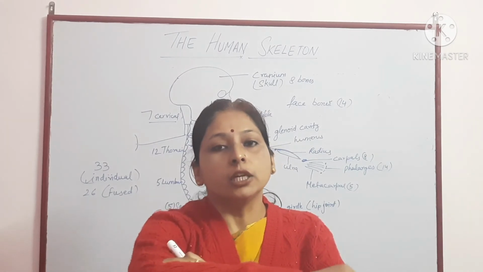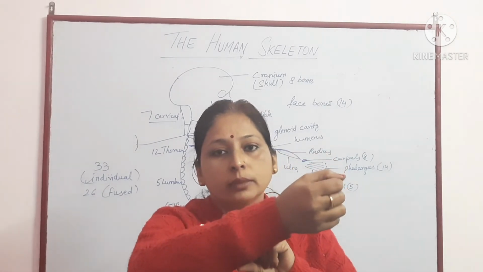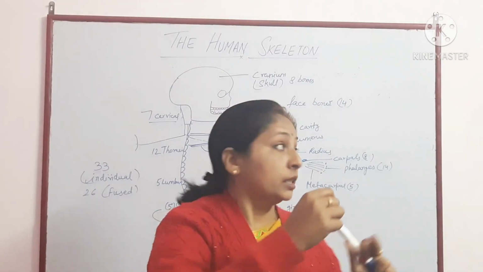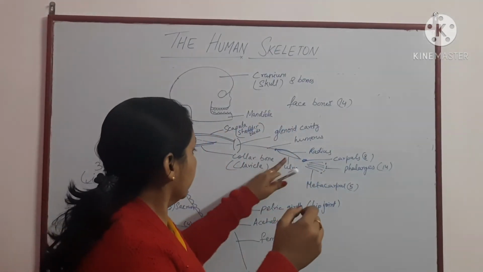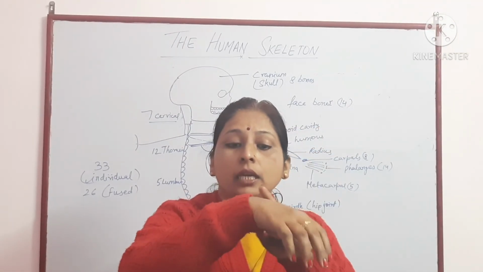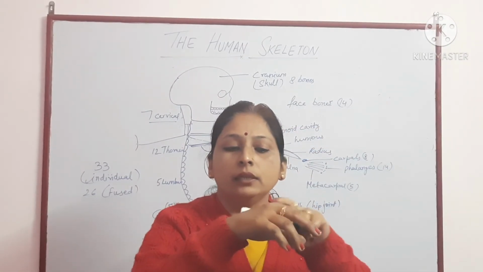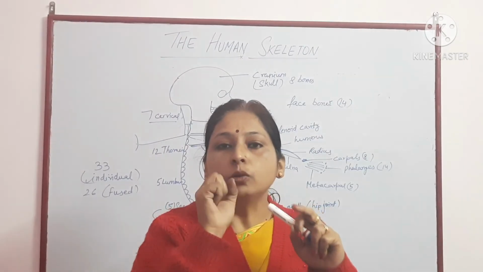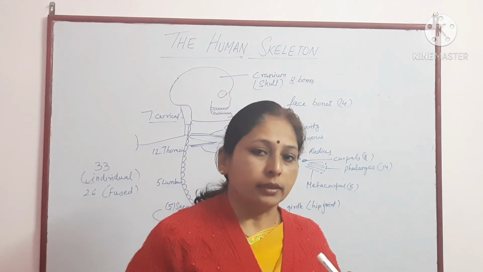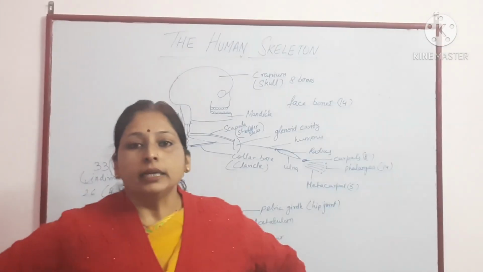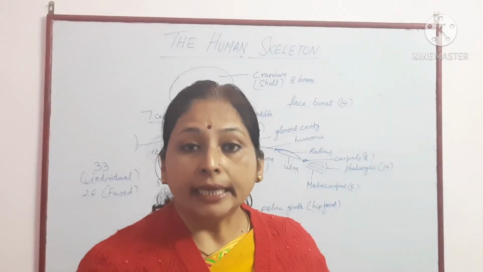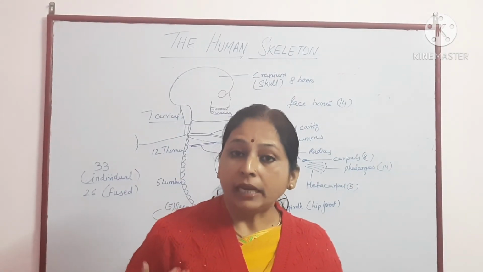This long bone is the humerus. Here 2 bones are present. The thick one is the radius. Lower is the ulna. This one carpal, metacarpal, then the bones in the fingers are the phalanges, total 14 in number. Now come to the lower part, this girdle, the girdle which surrounds the kidney, that is the pelvic girdle.